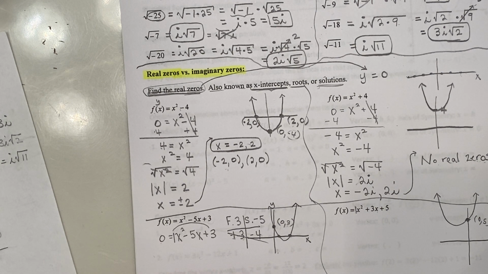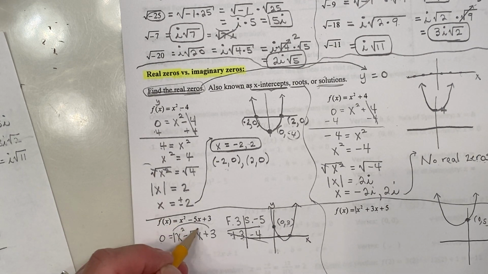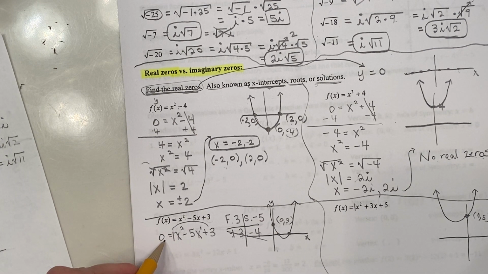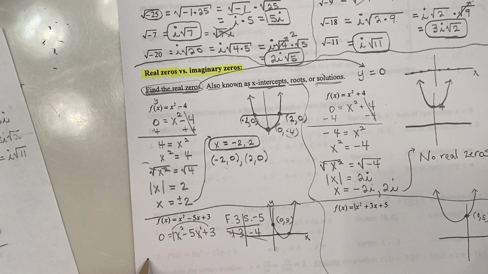Remember, I cannot use the square root property either, because I have this term right here with an x in it to the first power. So the quadratic formula is what we need to use to find the answers, or the zeros, or the x-intercepts, or the roots, or solutions. So the quadratic formula will work for any quadratic equation to solve it.